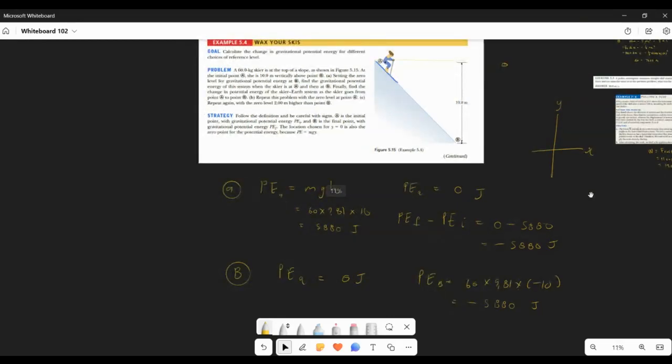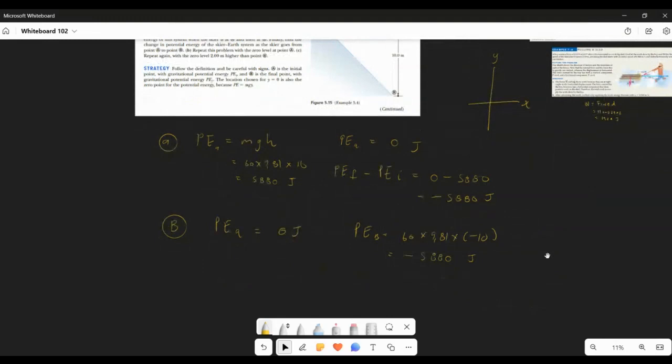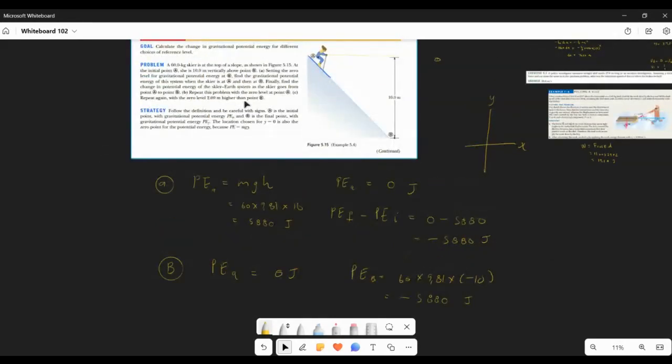So then the last one. Obviously, the difference will be the same. At C, they're saying the zero level is 2 meters higher than point B. So they're saying the zero level is here now. This is our new zero level. So obviously that's going to be 8 meters, from here to here it's 8 meters. That's our new zero level.